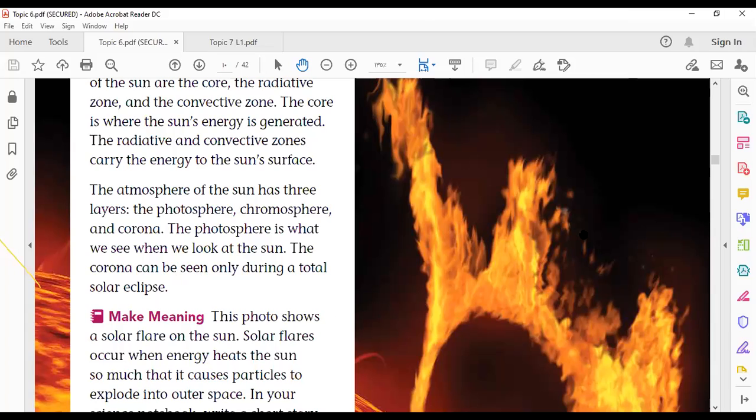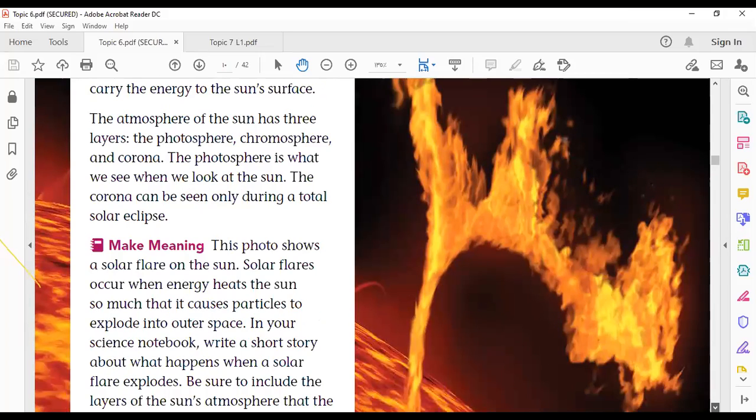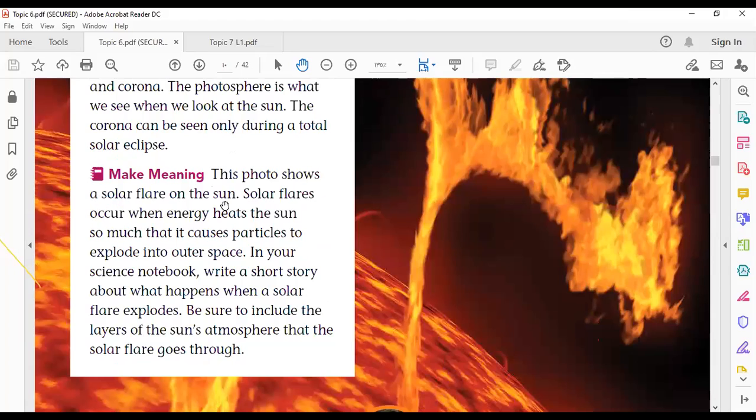So this is generally the structure of the sun. Look at this just to add information. What is written here is not required from us, but let's see. Look at this photo. What do you see here? This photo shows a solar flare on the sun. Yes. Solar flares occur when energy heats the sun so much that it causes particles to explode into outer space. This is just a nice fact for us.